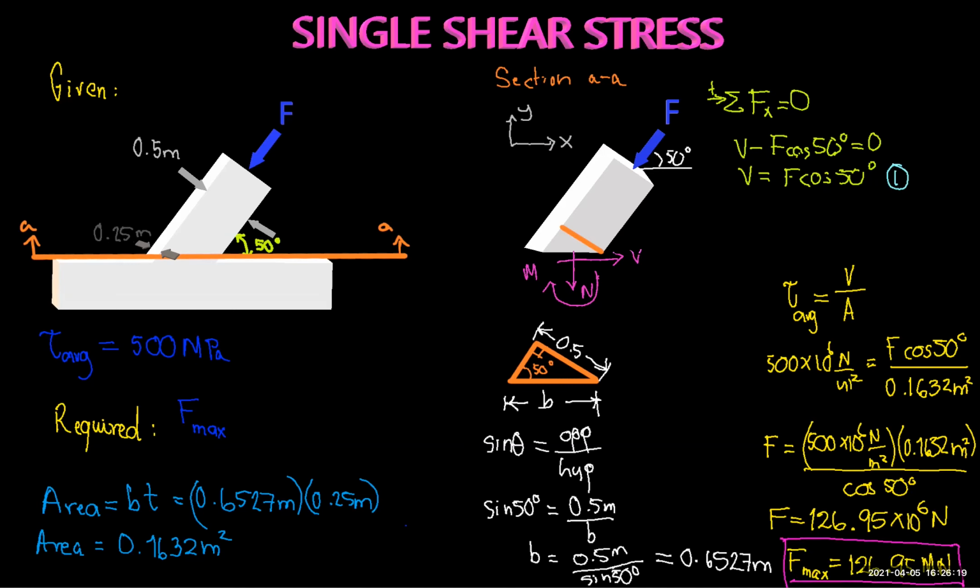Once we solve for F, we have to multiply 500 times 10 to the 6 newtons over meter squared times the cross-sectional area, which is 0.1632 square meters, divided by cosine of 50 degrees, and that will be the maximum value of the external force F. In other words, our maximum allowable value for the force F in this problem will be 126.95 meganewtons. I hope this video has helped you understand the concept of single shear stress a little bit better.